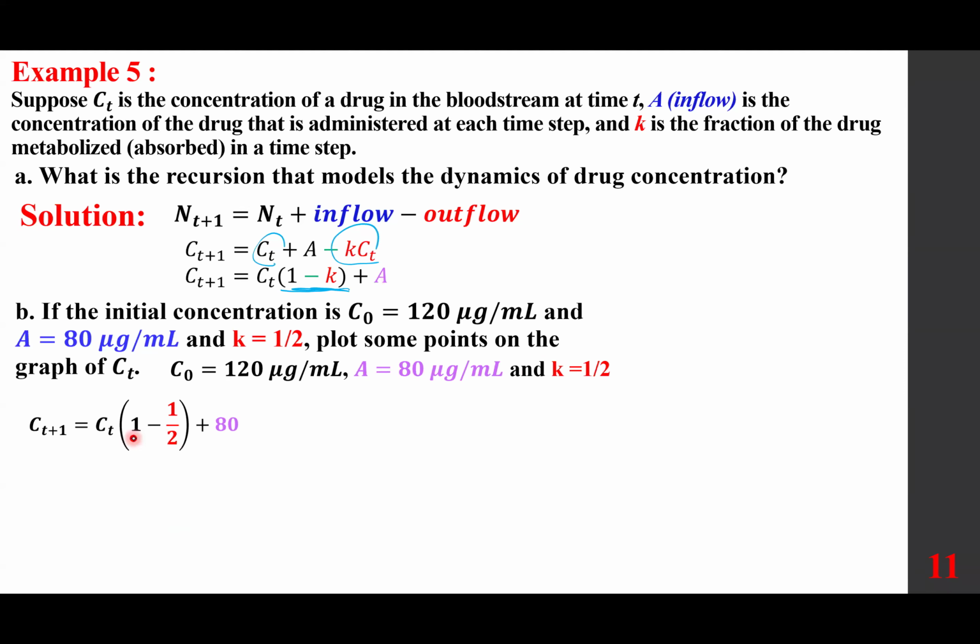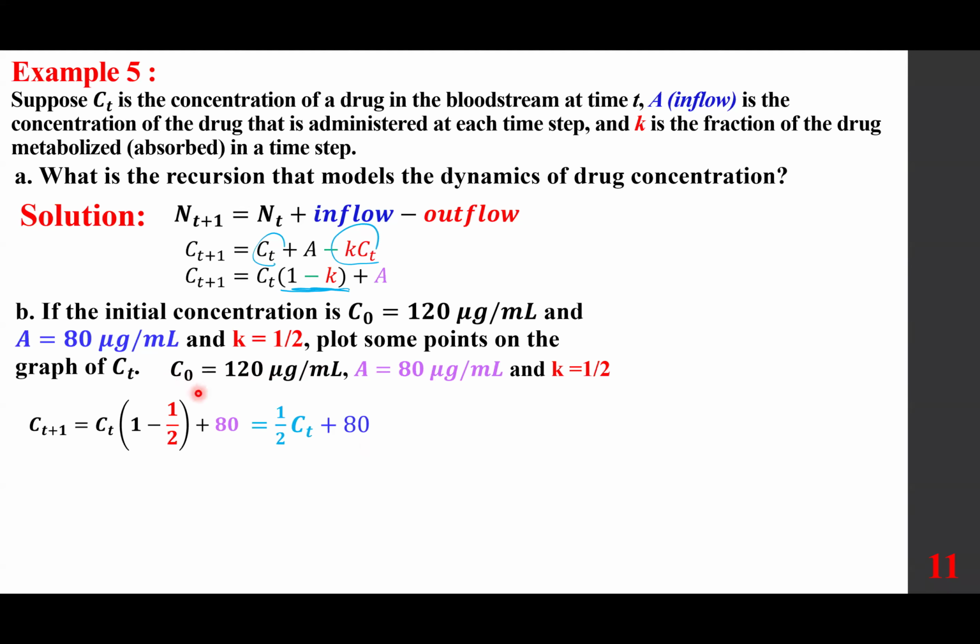1 minus 1/2 is 1/2. So that becomes the general formula. C sub t plus 1 is half of C sub t plus 80, meaning anytime you want to see how much medication we have, get half of the previous one and add 80. Now, normally, in the case of patients, C sub 0 is 0. I want you to know that. But in this case, C sub 0 is given.